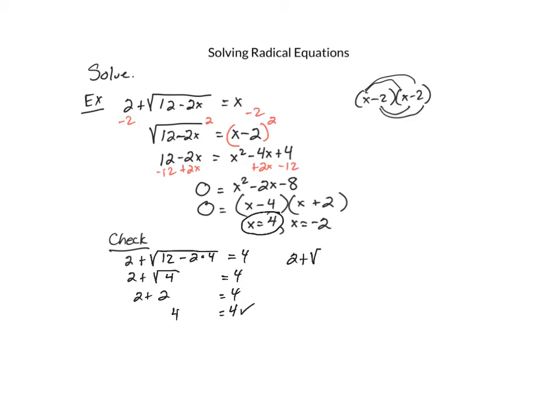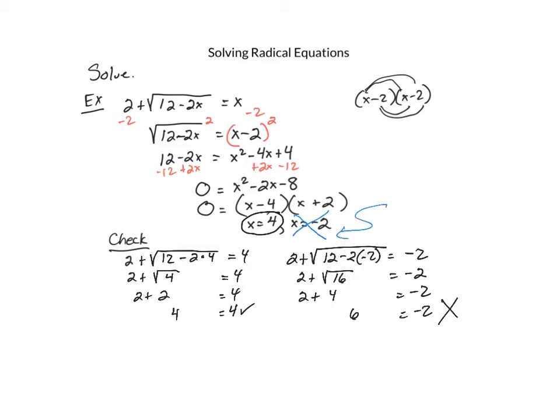Now let's test negative 2. 2 plus the square root of 12 minus 2 times negative 2 equals negative 2. That gives us 2 plus the square root of 16 equals negative 2. That gives us 2 plus 4 equals negative 2. That's a 6 equals negative 2. That is a no. So in fact, negative 2 is extraneous.